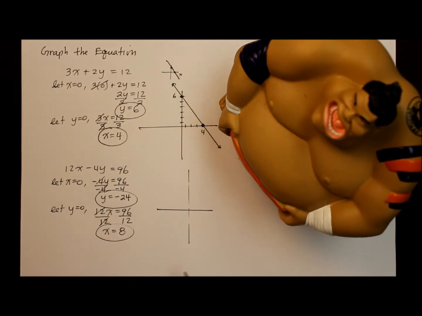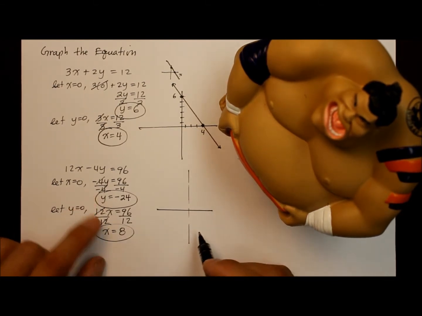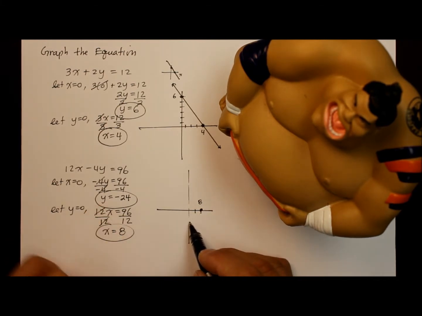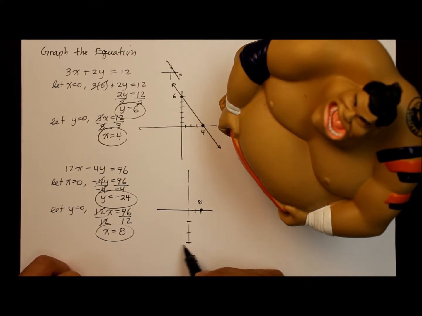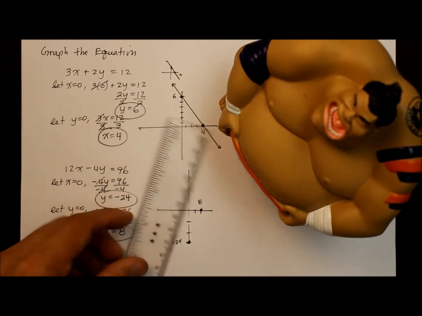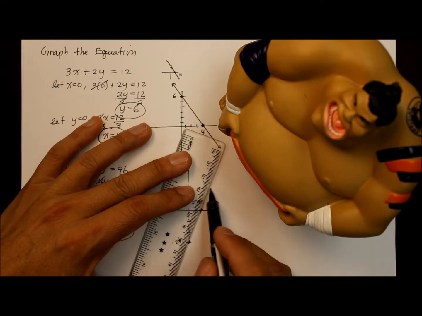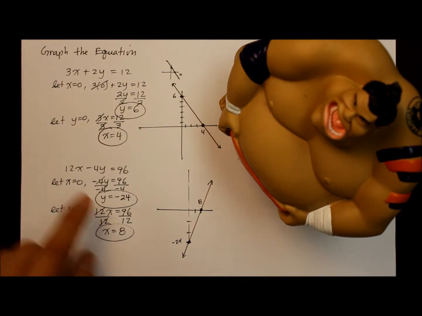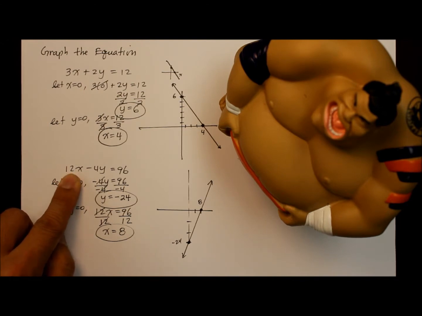And this one is going to be so huge, let me condense it. X is 8. 4, 8. Okay? And it's going to go through that. Y is 24. Well, if this is 8, this is 8. This is 16. And this is 24. Those are the 2 points where the line will go through, and I could draw my line to those 2 intercepts. And this is the graph of this equation, 12x minus 4y is equal to 96.